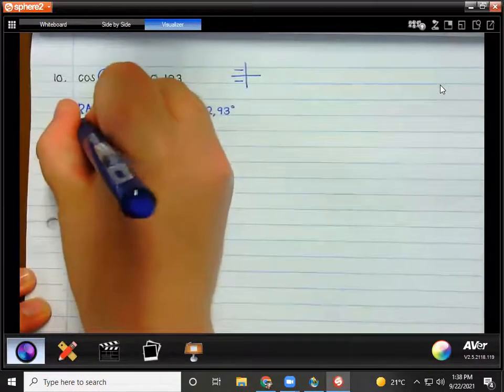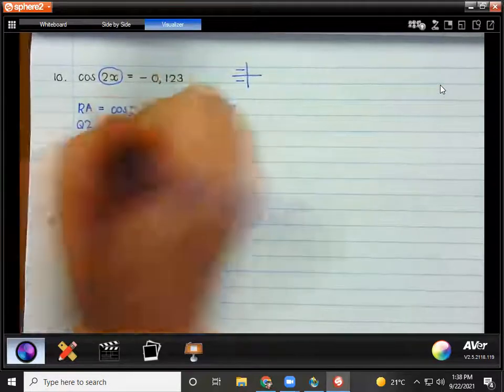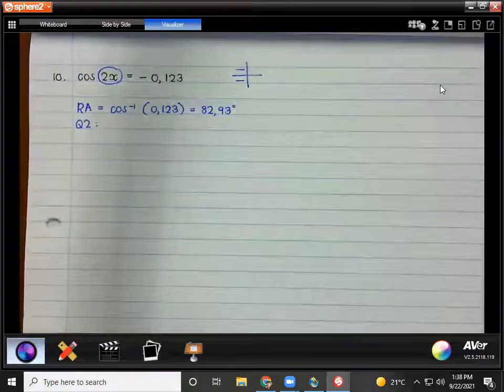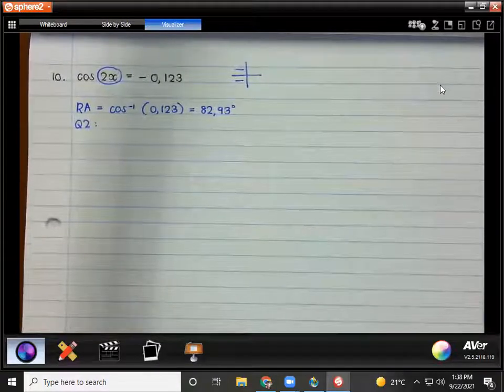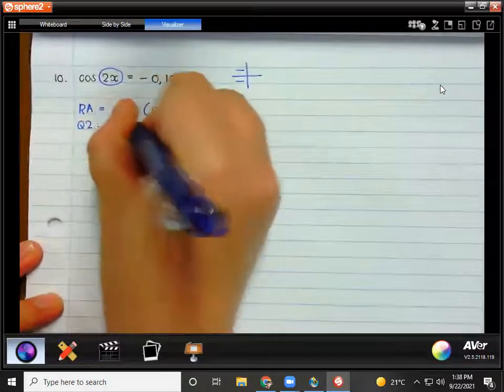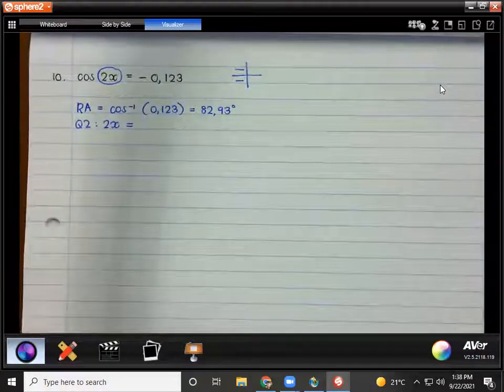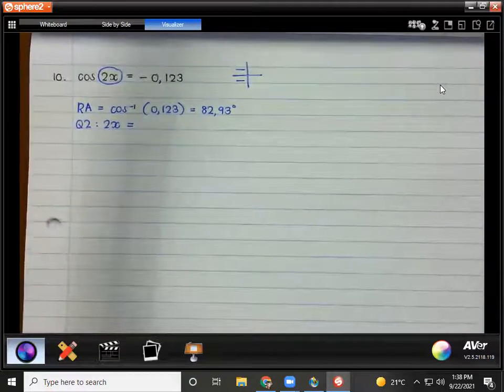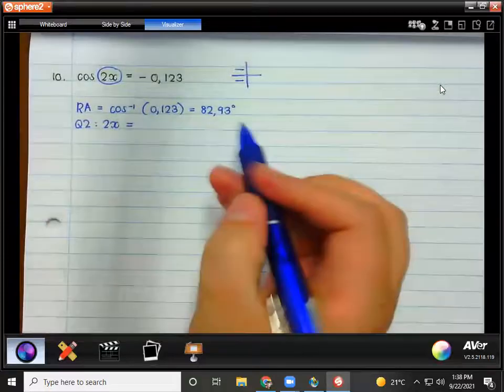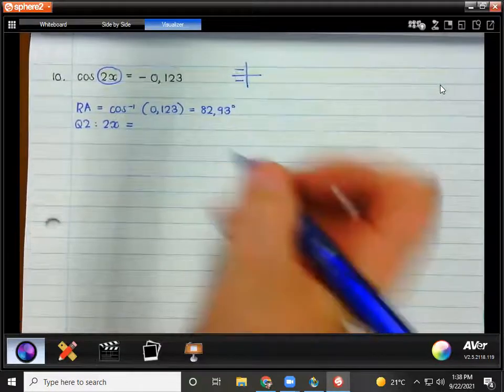Now we're going to do a quadrant 2 solution. But guys, what is my angle now? Is my angle x like in the previous ones? It's now 2x. So now when we set up our general solution, we have to say 2x is equal to, right? Because when we do shift cos, we basically are separating the cos from the angle. But now the angle is 2x. So that is what we have to use in our general solution. Okay, that's very important.